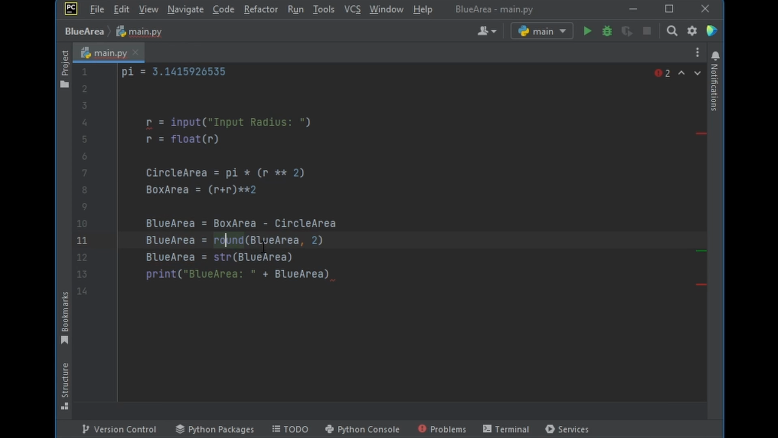Then I'm using the round function to limit the decimal points to only 2. Then I'm converting it to a string, and here I'm printing it with the print function. To repeat this whole process again and again, add a while loop here.